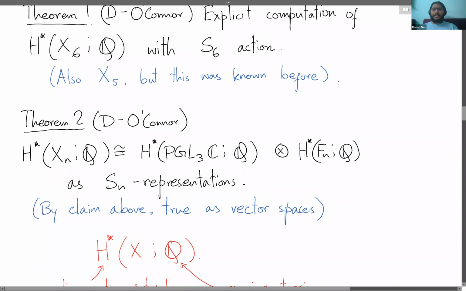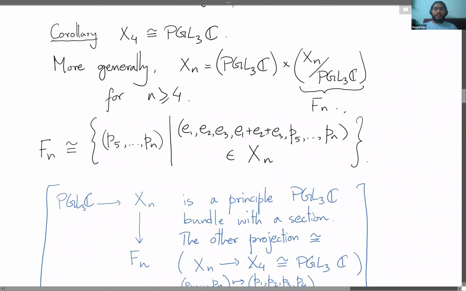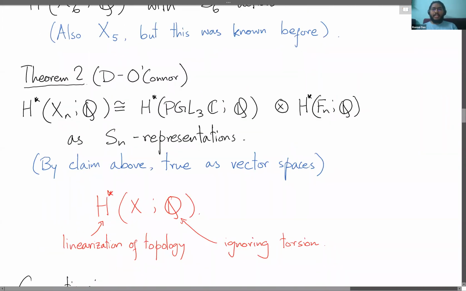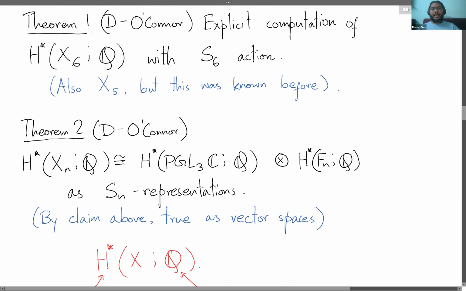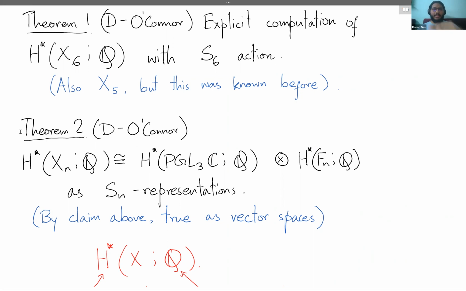Theorem 2 is this corollary that Xn splits as a product. There's also a version of this with the Sn action. And in cohomology, that takes the form of a tensor product. So you get that the cohomology of Xn is the tensor product of the cohomology of PGL3 with the cohomology of the quotient. And this is true as vector spaces from just the base level product. What is the action on the cohomology of PGL3? Yeah, it's trivial. Good question. I didn't want to clutter the statement, but it's trivial.